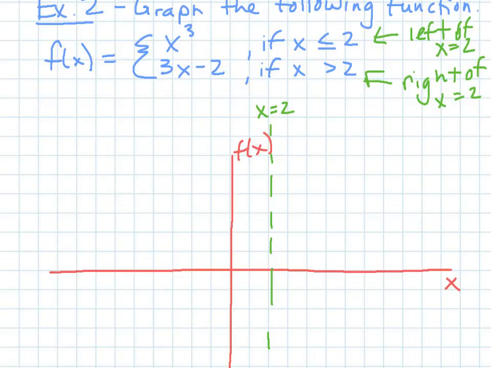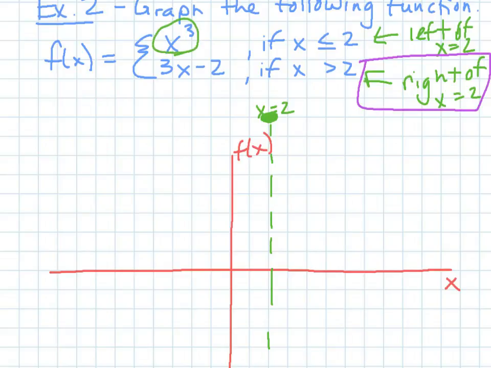But they both meet at 2, so I want to figure out what they are at 2. Let's say x cubed: when you plug in 2 there, 2 cubed is 8. So that would be my x cubed one. Just so we know which one's which, let's use purple for the other one. For the x cubed one, we're going to use green.